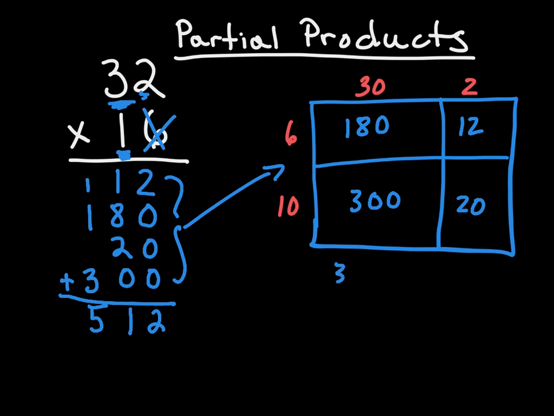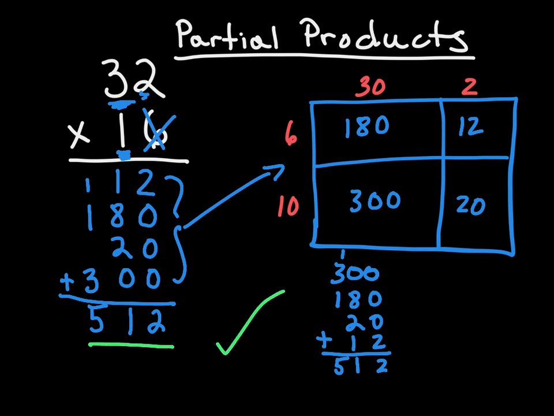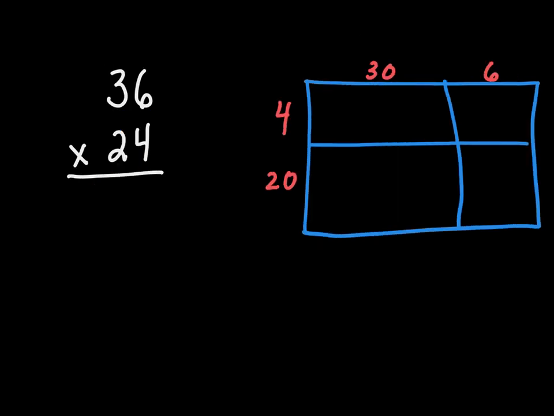Let's add them up. 300, 180, 20, and then a 12. Let's add them up. Get 2 in the ones, 11 in the tens, and 5 in the hundreds. Look at that. We have a match. Great way to check. Okay, let's continue on.